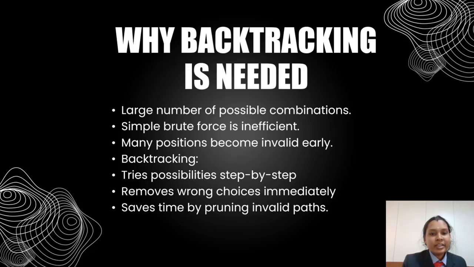Next topic is why backtracking is needed. Backtracking is used because the number of possible arrangements grows very quickly, many positions become invalid early, and brute force checking would waste time. Backtracking follows a simple idea: try, check, backtrack. The algorithm places a queen and checks if it is safe. If it leads to a conflict, it removes that queen and tries another position, avoiding unnecessary calculations and improving performance.